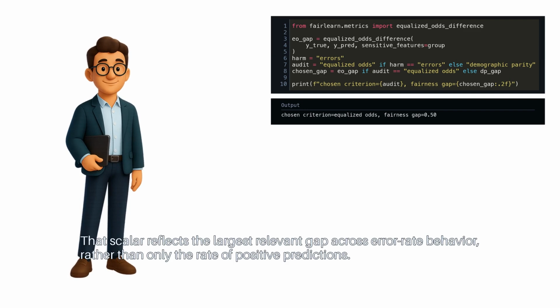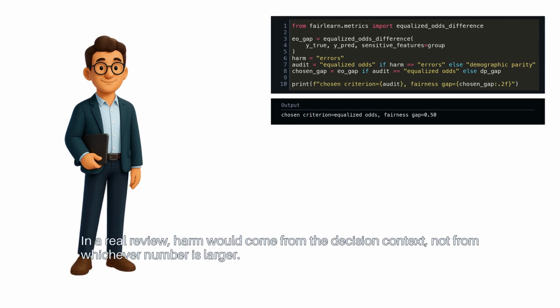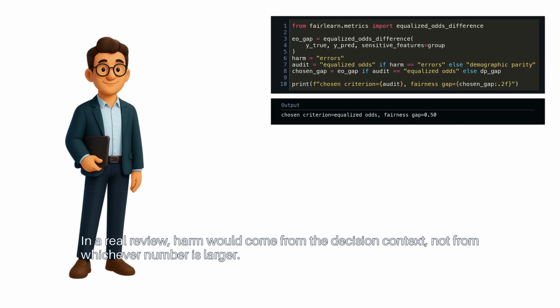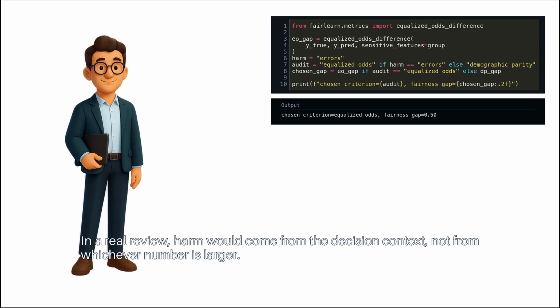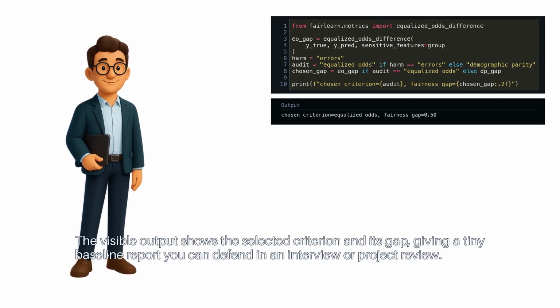That scalar reflects the largest relevant gap across error rate behavior, rather than only the rate of positive predictions. In a real review, harm would come from the decision context, not from whichever number is larger. The visible output shows the selected criterion and its gap, giving a tiny baseline report you can defend in an interview or project review.